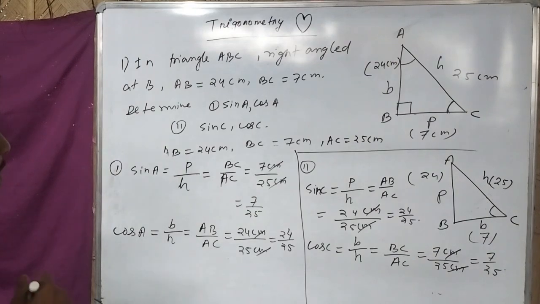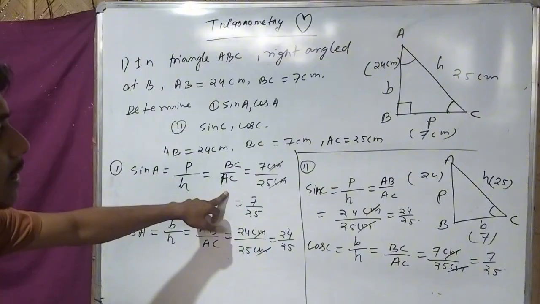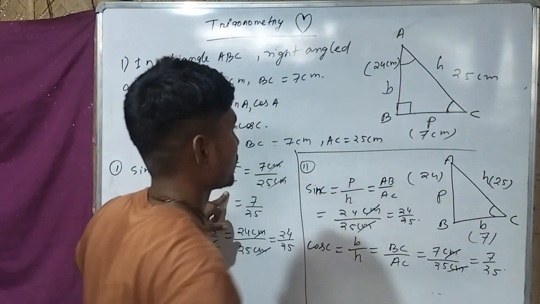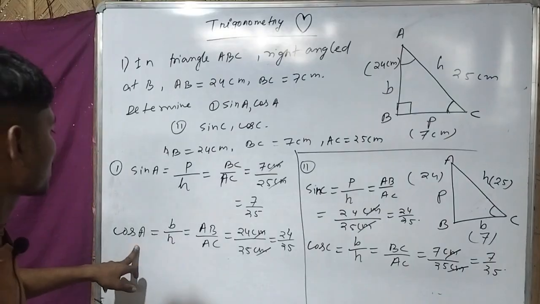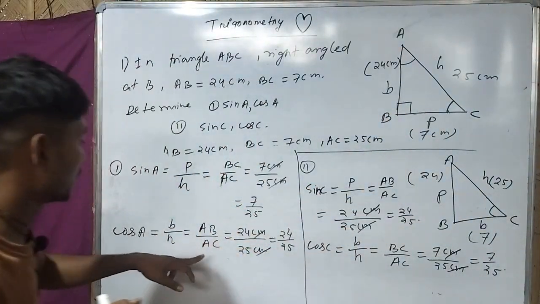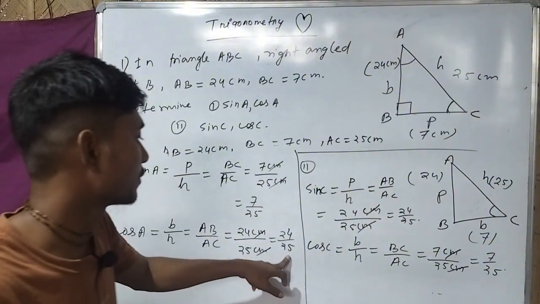I hope you understand. Let me explain again. Sin A is P by H, BC by AC. BC is the perpendicular and AC is the hypotenuse. That means 7 by 25. Cos of the angle is base by hypotenuse, so AB is the base and AC is the hypotenuse. So 24 by 25.